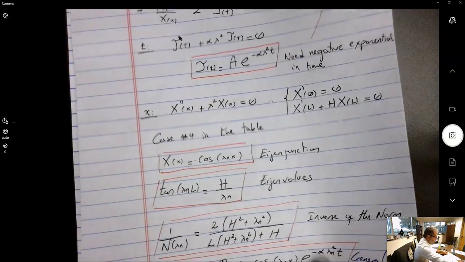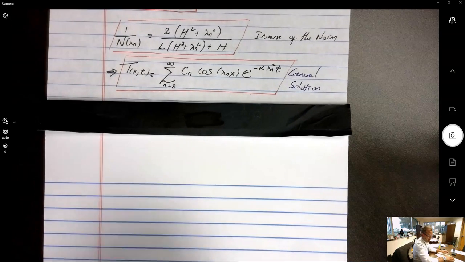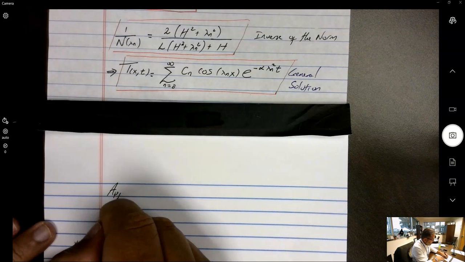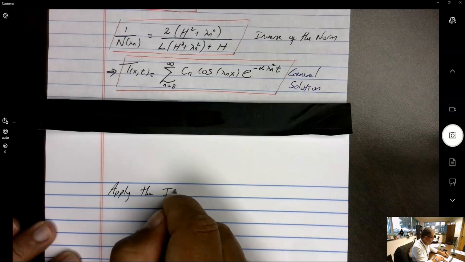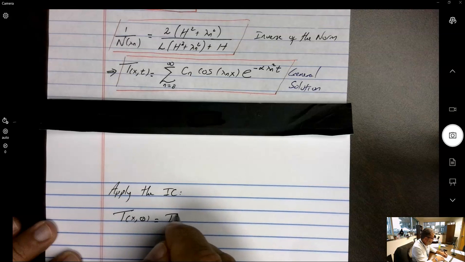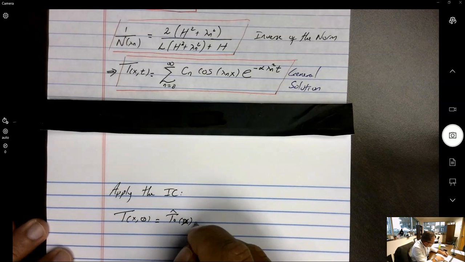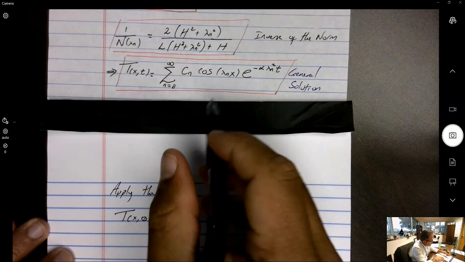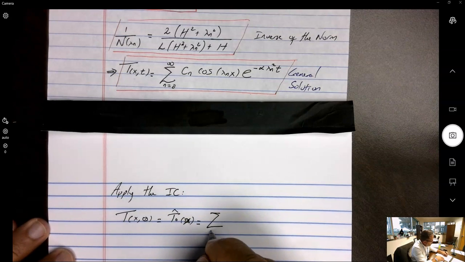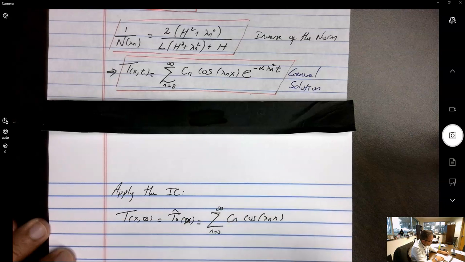Now we need to find the constant of integration c, or Cn. And for that, we're going to use orthogonality, as we did before for steady problems. So now we're going to apply the initial condition that says that the temperature at time equals 0 is given by some given value T0, which can be a function of x, which is equal to, if you plug in t equals 0 here, notice that the exponential will disappear, the summation from n equals 0 to infinity of Cn cosine of lambda n x.